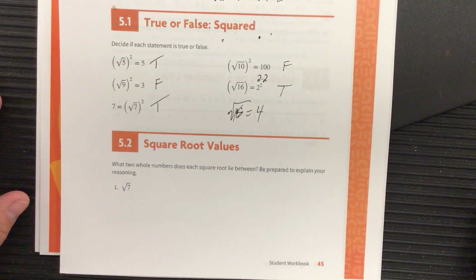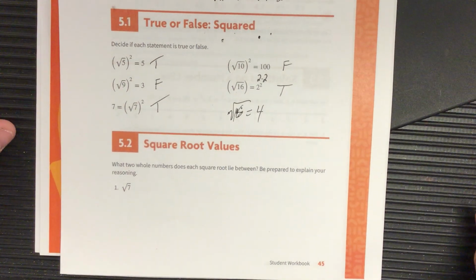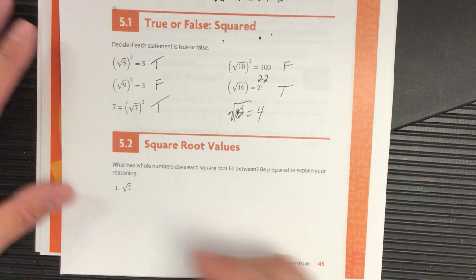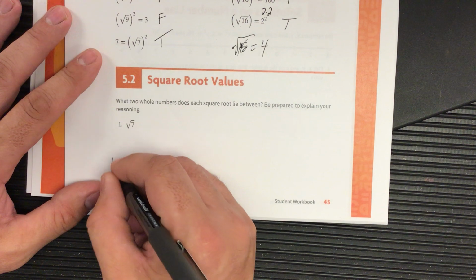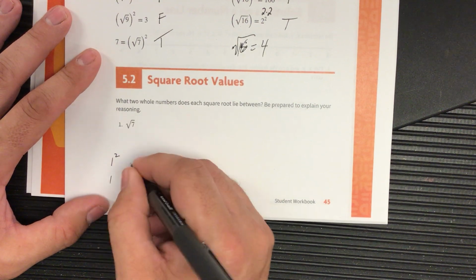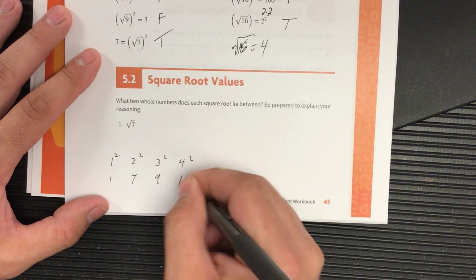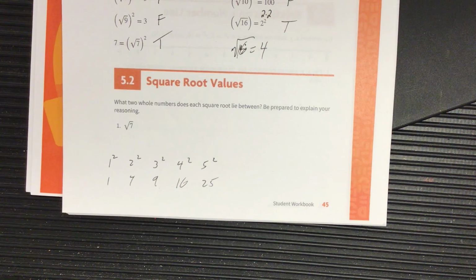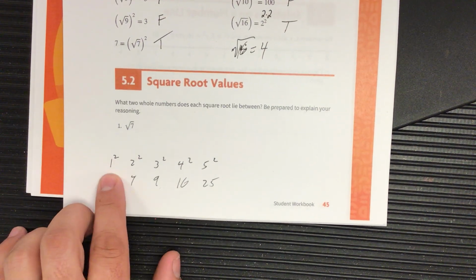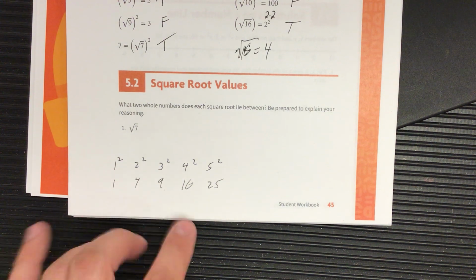Okay. The next one is kind of what we did on the warm-up today. Where should this thing go? Between what 2 whole numbers does it lie? So again, if you just make a list of the perfect squares, 1 squared is 1, 2 squared is 4, 3 squared is 9, 4 squared is 16, the common ones we talked about. Where would the square root of 7 be, between what 2 numbers? Between 1 and 4? Between 2 and 3, and so on.